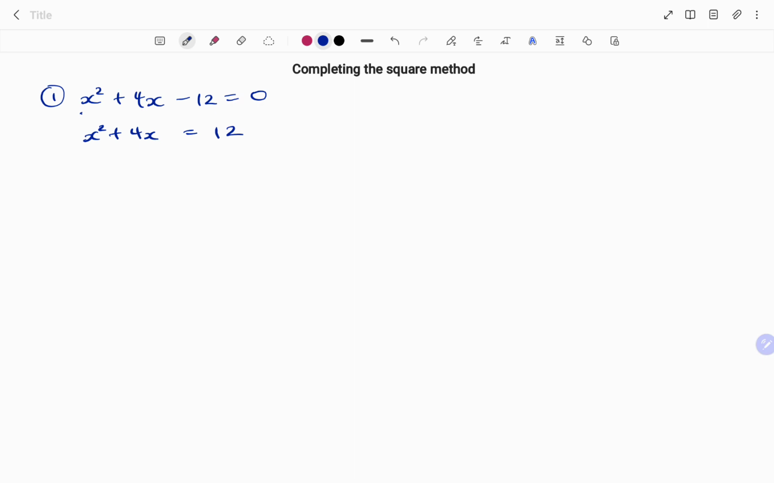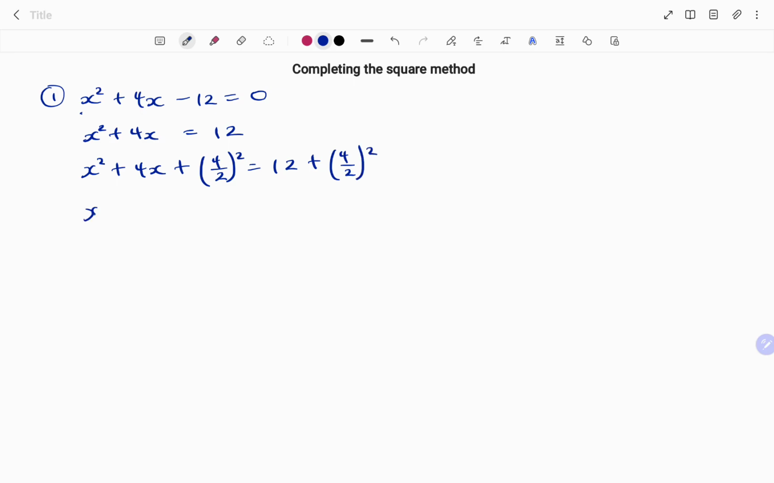Then I need to add the square of half the coefficient of x. The coefficient of x here is 4. Half of it is 2. So I'm going to add that. So it's 4 divided by 2. Then I square it. Whatever I do on my left, I do on my right. So it's going to be 4 over 2 all squared.